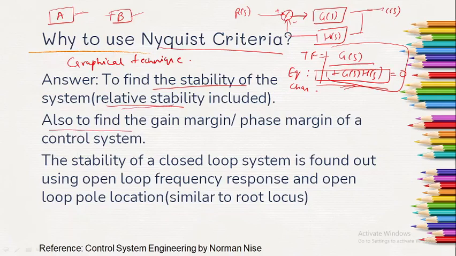It's also used to find out the gain margin and phase margin of the control system. The gain margin and phase margin of the control system have been discussed in the Bode plots. There we had already introduced the concept. Again we will be introducing this concept in the Nyquist criteria. Essentially it's the same. So it's actually a graphical technique.